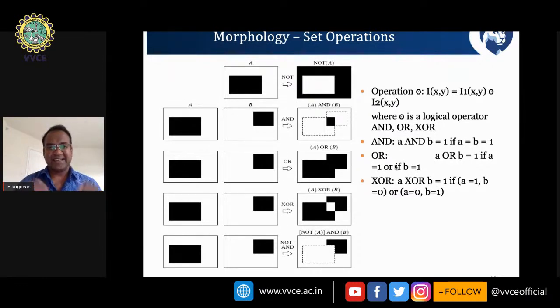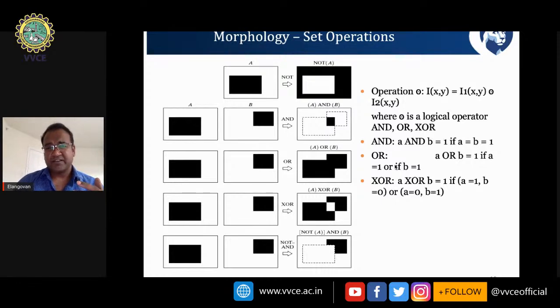For example, if I have 2 images, I can try to add these 2 images, I can try to subtract these 2 images, I can try to fuse these 2 images, and I can try to find what are the common features from these 2 images. There are so many logical operations we can perform on images.